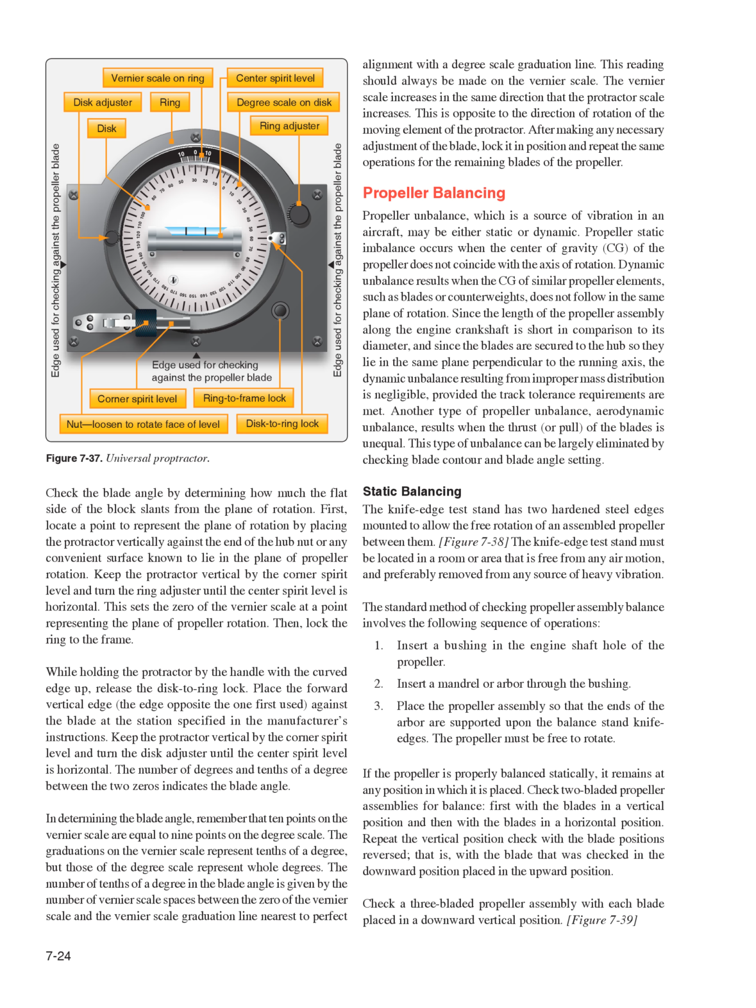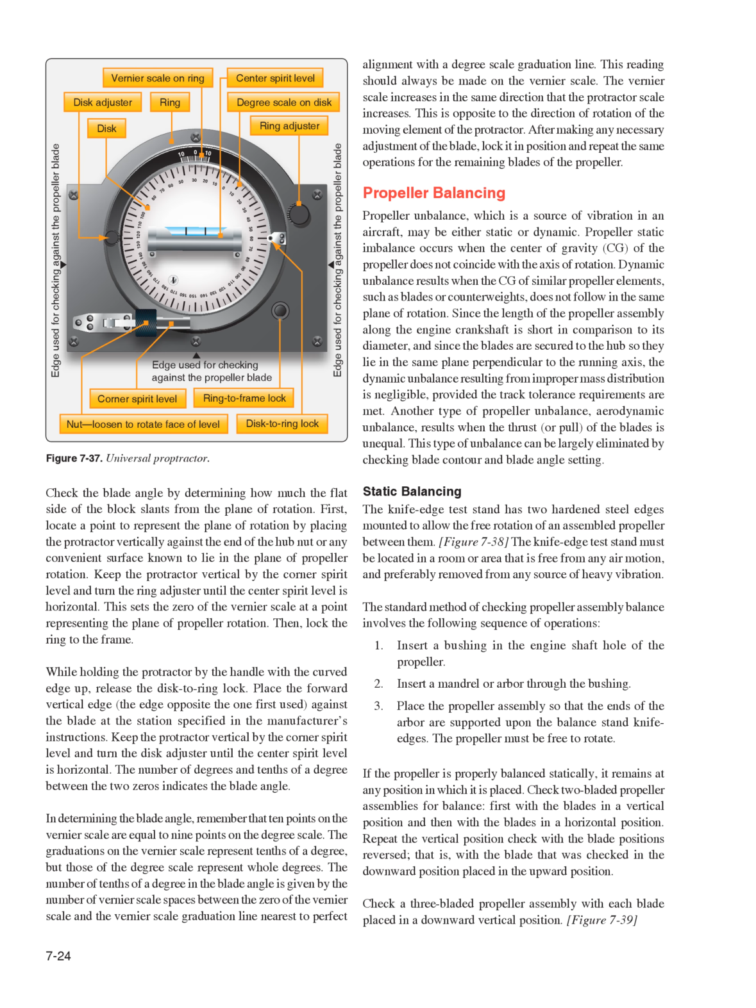Static balancing. The knife edge test stand has two hardened steel edges mounted to allow the free rotation of an assembled propeller between them. Figure 738. The knife edge test stand must be located in a room or area that is free from any air motion, and preferably removed from any source of heavy vibration. The standard method of checking propeller assembly balance involves the following sequence of operations.